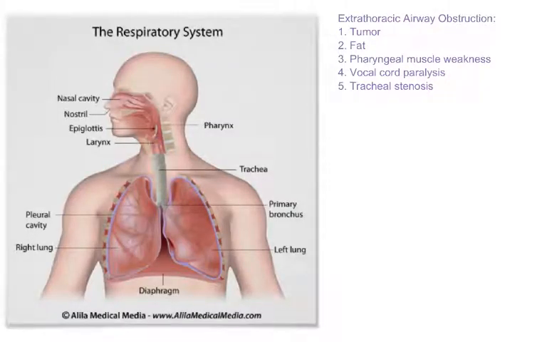The last category to discuss is extrathoracic airway obstruction, which means obstruction anywhere starting from nasopharynx up till trachea. It could be due to a tumor in the upper airways, fat, pharyngeal muscle weakness, vocal cord paralysis, or tracheal stenosis.